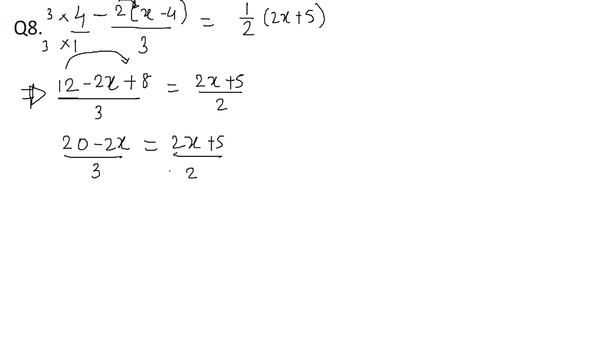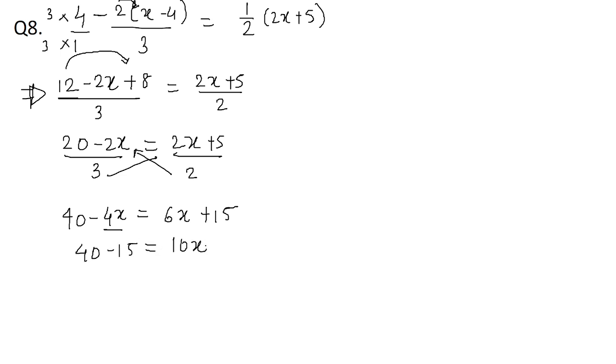Now multiply 2 on this side, multiply 3 on this side. So I'll get 40 minus 4x is equal to 6x plus 15. If I take 4x to the other side and 15 to this side, this will give me 40 minus 15 is equal to 6x plus 4x, that is 10x. So the value of x will be equal to 25 upon 10, which is equal to 5 upon 2.